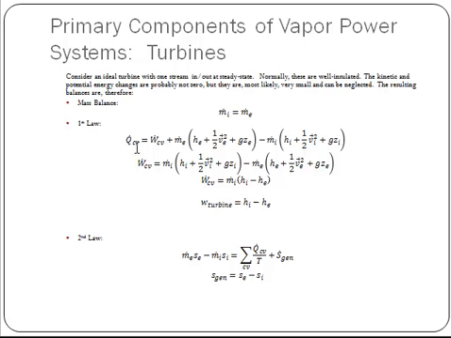If they're well insulated, then I'm going to say that Q is 0. And although there's usually some sort of kinetic or potential energy change, those changes are usually small, and so we can neglect them. So the resulting balance, if I go through the first and second law, gives me that the specific work of a turbine is the inlet enthalpy minus the exit enthalpy, and the entropy generated is the exit minus the inlet entropy.